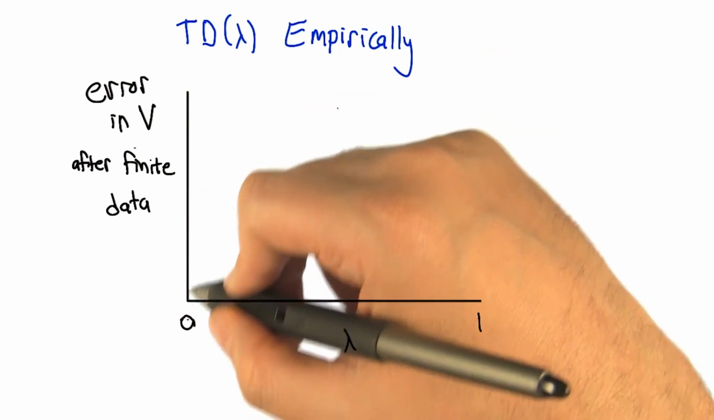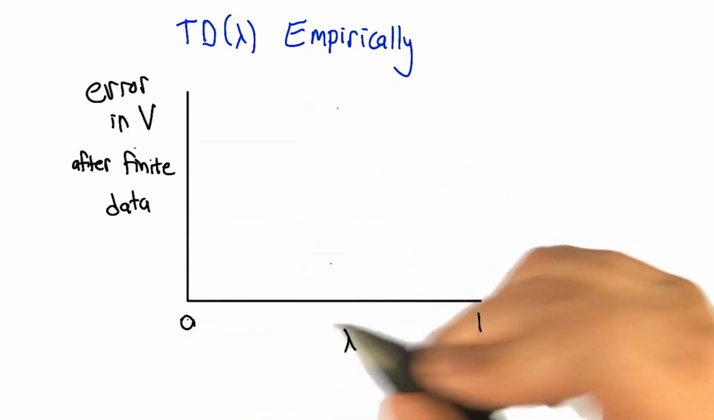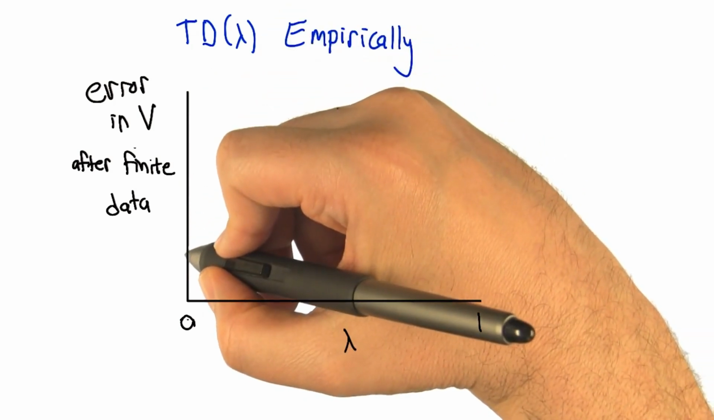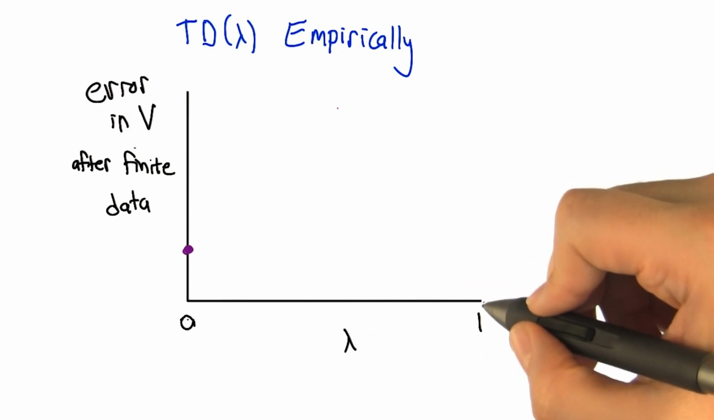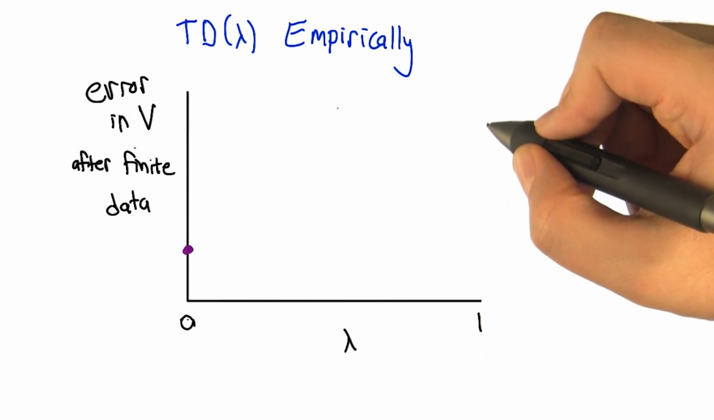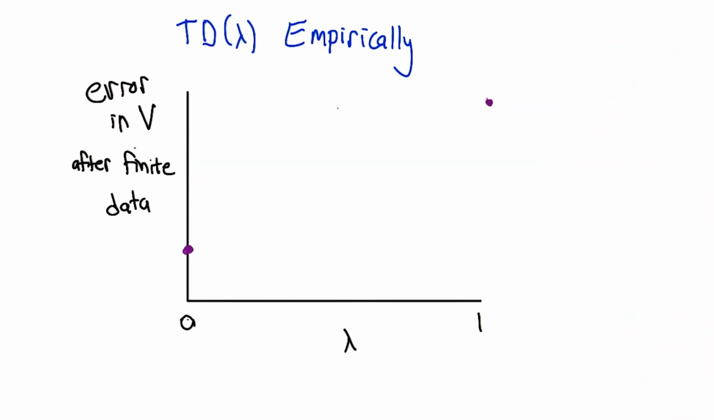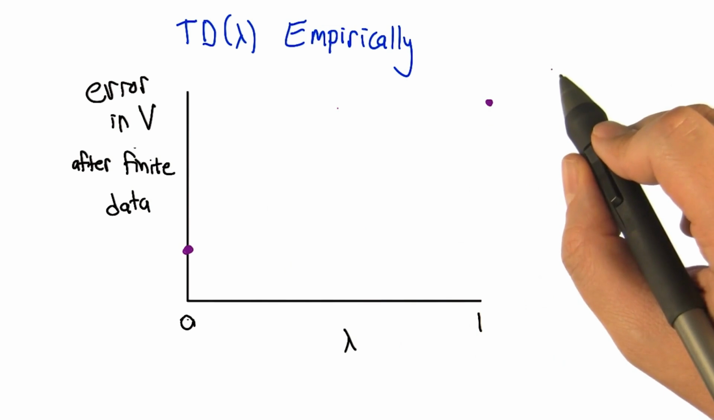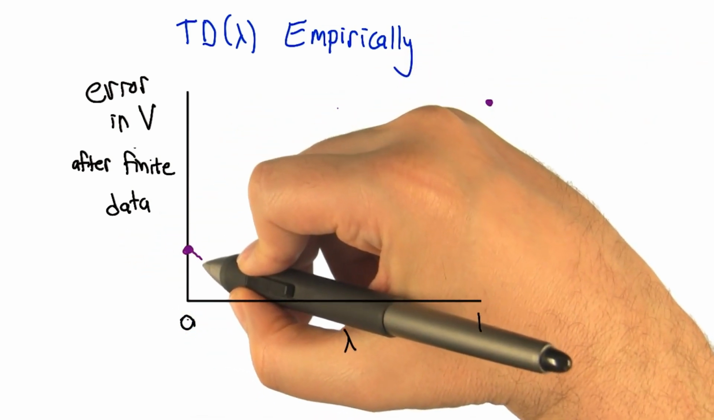So let's say we use lambda equals 0, so we do TD0. After some finite amount of data, there's going to be some amount of error. Let's just call it that. Now, it turns out empirically, if you play with this, it's pretty typical for TD1 to give you worse error given finite data. And now the important thing is what happens in between. So it could be like a straight line if it was literally interpolating. It could be kind of bowed up, but it's actually typically bowed down.